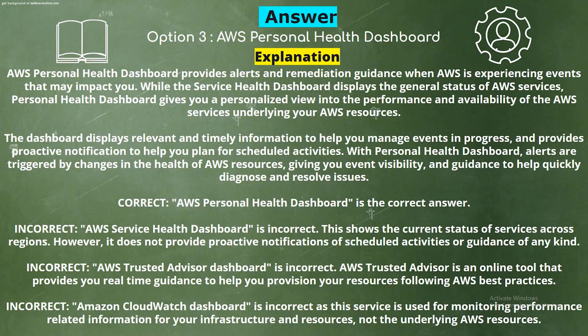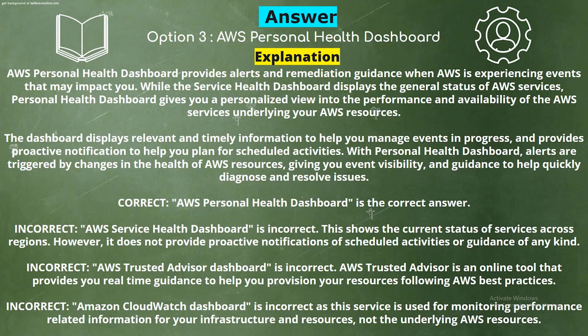While the Service Health Dashboard displays the general status of AWS services, Personal Health Dashboard gives you a personalized view into the performance and availability of the AWS services underlying your AWS resources. The dashboard displays relevant and timely information to help you manage events in progress, and provides proactive notification to help you plan for scheduled activities. With Personal Health Dashboard, alerts are triggered by changes in the health of AWS resources, giving you event visibility and guidance to help quickly diagnose and resolve issues.